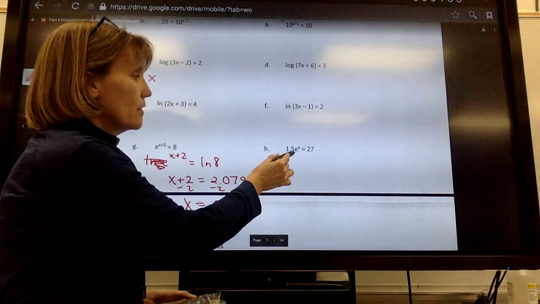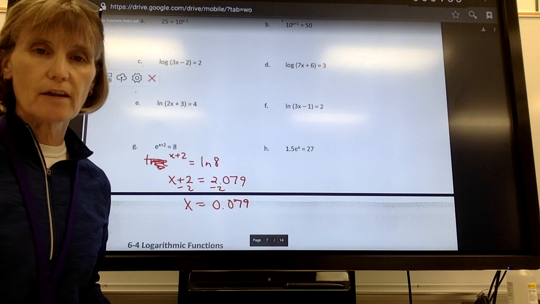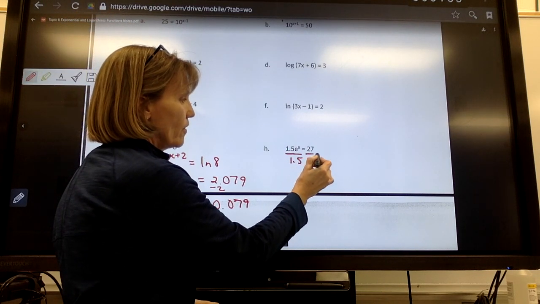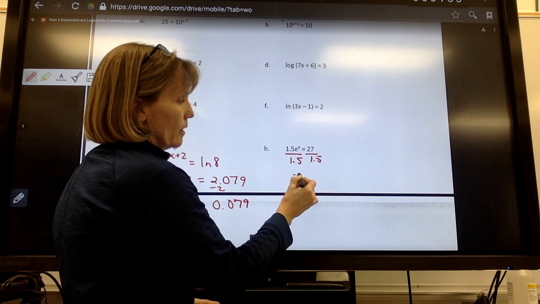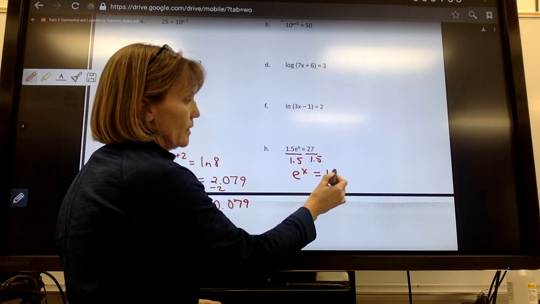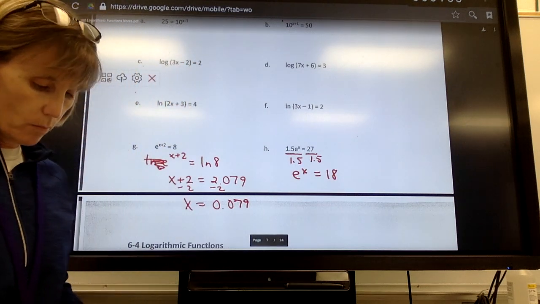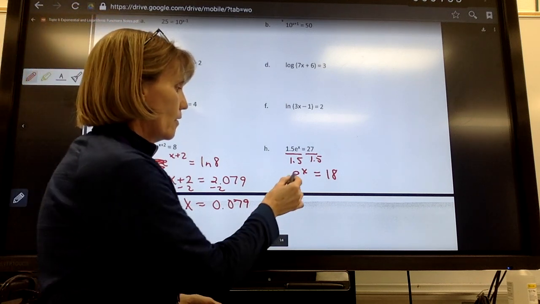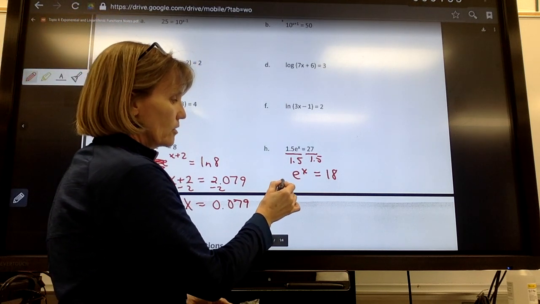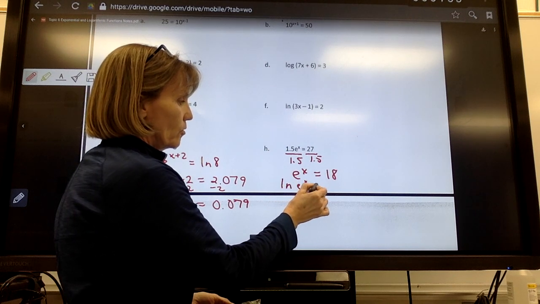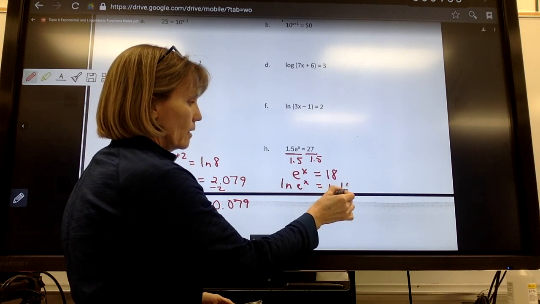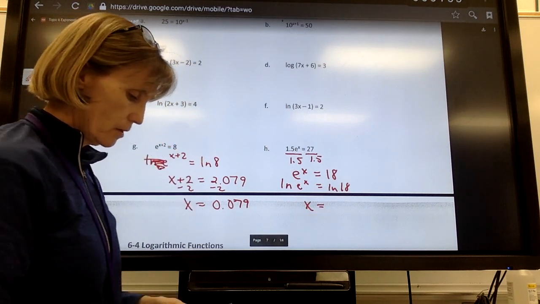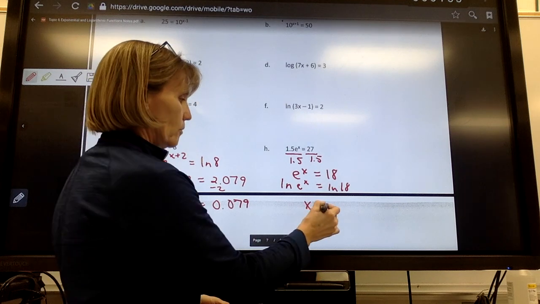Okay, and then lastly, the e is not by itself yet, so we don't want to take the natural log quite yet. But we can isolate that e to the x by dividing by 1.5. Then I'd have e to the x is equal to 18.27 divided by 1.5. Okay, now that we have e by itself, we can now take the natural log of both sides of the equation. Those e's will cancel out, and x will be equal to, I got 2.890.